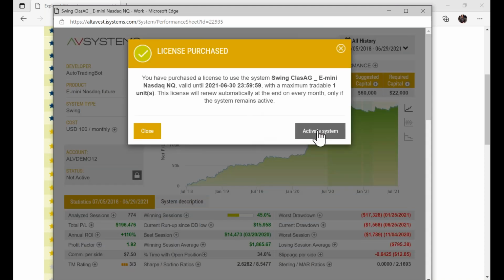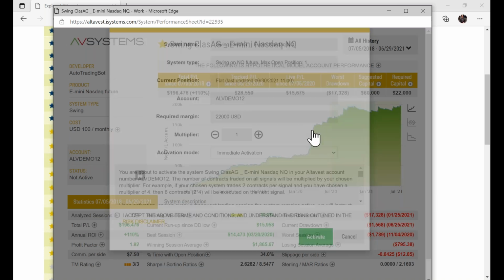Now let's see if we activate this. I don't know, I didn't even check. I should have checked my demo account here for the account balance, but if you don't have enough money in the account, that's a great risk control too. So the AV Systems platform will not let you activate that system. So we'll just find out what happens. One way or another, we'll find out here.